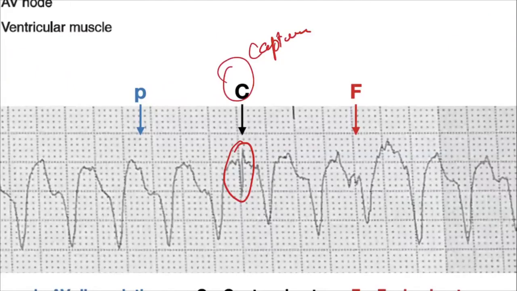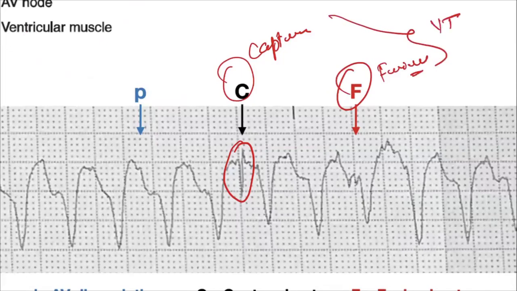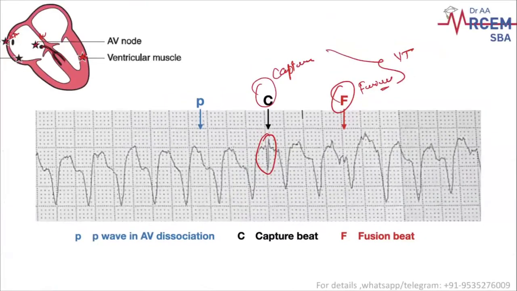If this normal QRS complex overlaps the abnormal QRS, or the abnormal electrical activity produced in the ventricle, then it is known as a fusion beat. Capture beats and fusion beats are only seen in ventricular tachycardia because the abnormal rhythm here is arising from ventricular muscle.